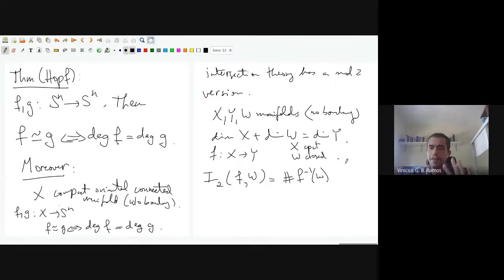Okay, but if you don't assume orientability anymore, then the preimage is just a bunch of points and you don't know anything about orientability. So you can still define an intersection number, but now it's an intersection number mod 2. You just count the points and you don't put signs.